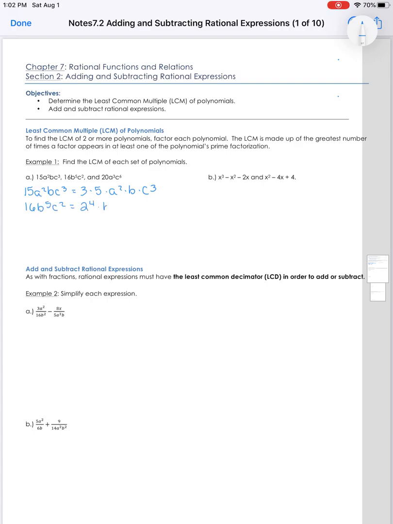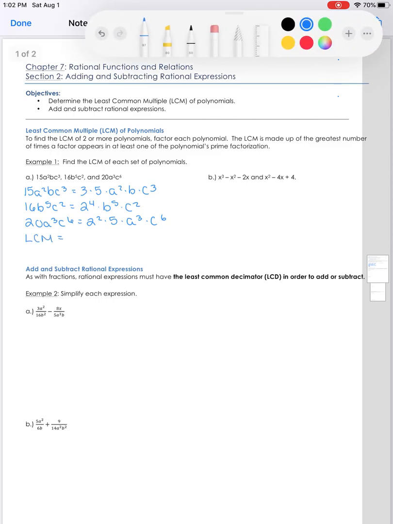16 b to the fifth c squared is 2 to the fourth times b to the fifth times c squared. 20 a to the third c to the sixth is 2 squared times 5 times a to the third times c to the sixth. And then for the LCM, you have to go through each separate term and circle the highest power of each factor.